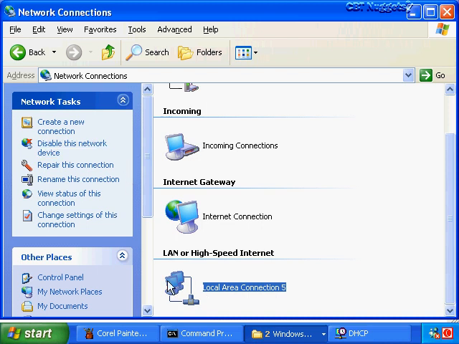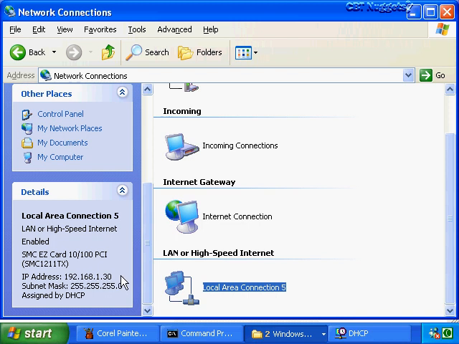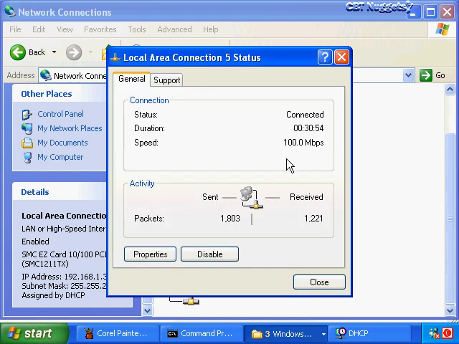So I can select my connection, rename it, repair it, we'll talk about that in a second, disable the network connection, view the status information, create a new connection from here. And if we scroll down, we can also see graphically what our IP address is, what our subnet mask is, and we can also see some of this information just by double clicking on the local area connection. Let's do that now. So this interface is very similar to Windows 2000, where we see our network connection speed, how long we've been connected for.